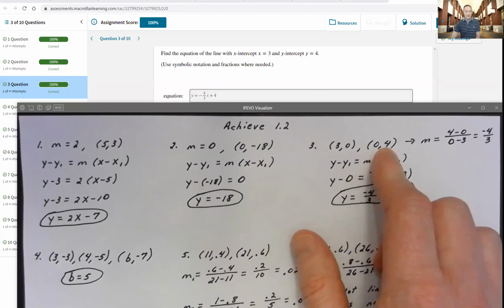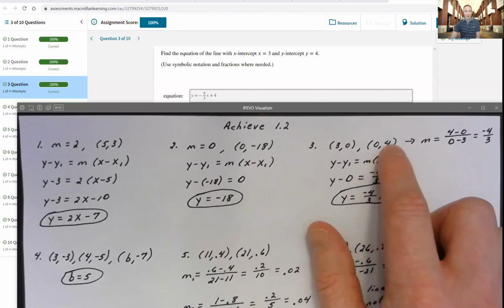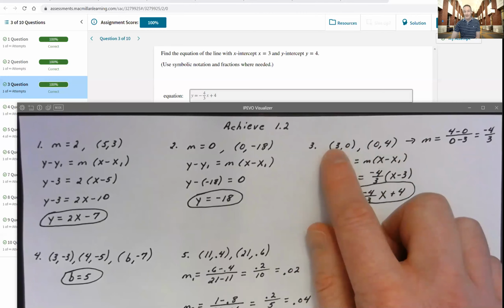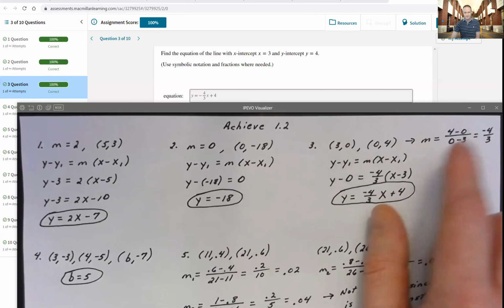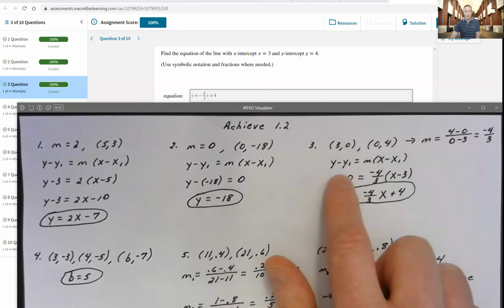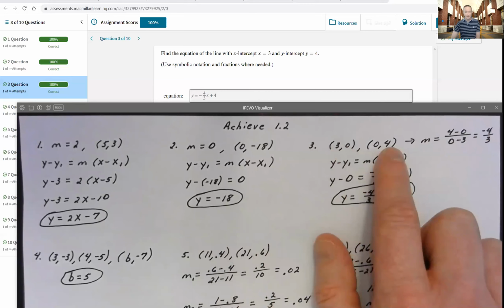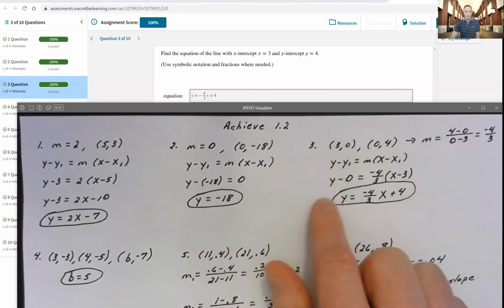In order to find the equation of the line, I first need to find the slope. So I said y2 minus y1 over x2 minus x1. That gave me 4 over negative 3, or actually negative 4 over 3 when I reduced it. I'd prefer the negative in the numerator myself. Now, I plug that into my point-slope formula along with either of these points. It looks like I chose the first point. Doesn't matter, either one would work.